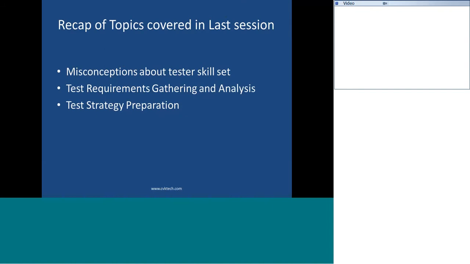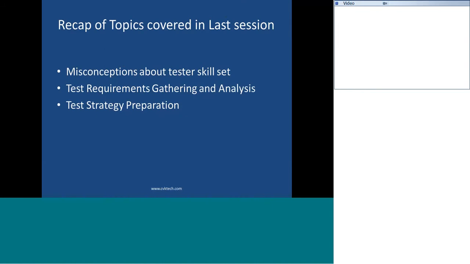So today is day 5, and before we go into today's topic, we'll have a quick recap of topics we covered in the last session. We covered misconceptions about the tester skill set. Here we talked about what skill set is required for a tester and what exactly we need to improve upon. We talked about domain knowledge, application knowledge, and development methodologies. All these should be the necessary skill set for a tester.